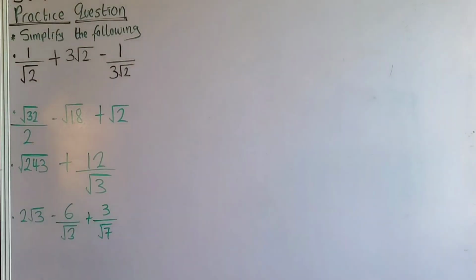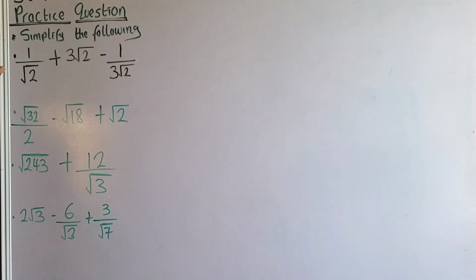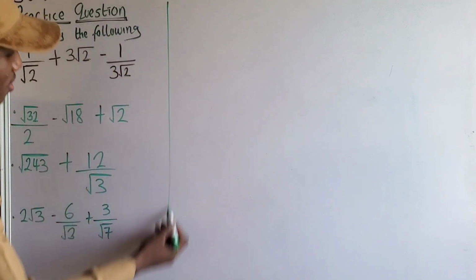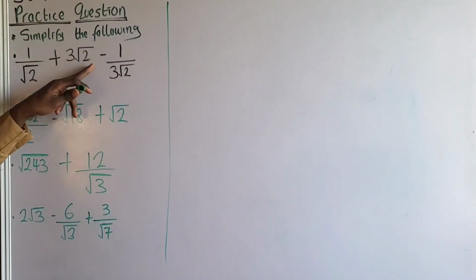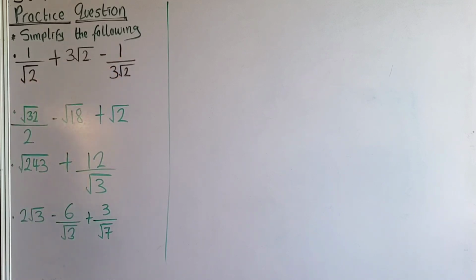In this class, we are going to go over practice questions on surds. Okay, let's consider the question that we have on the board. We are asked to simplify the following. Let's start with the first question. We have 1 over root 2 plus 3 root 2 minus 1 over 3 root 2.